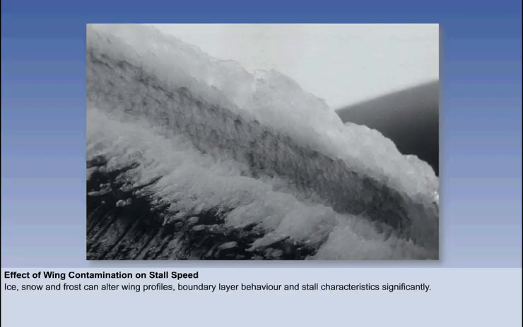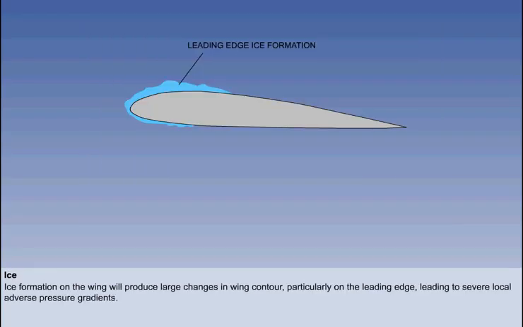The various factors affecting stalling speed considered so far have been pretty much known quantities, explored during flight testing and promulgated in aircraft manuals. But contamination on the wing, particularly ice, frost or snow, can drastically affect the wing profile and affect the nature of the boundary layer, giving unknown and untested stalling speeds and characteristics. Let's consider the effects of these three main types of contamination, starting with ice.